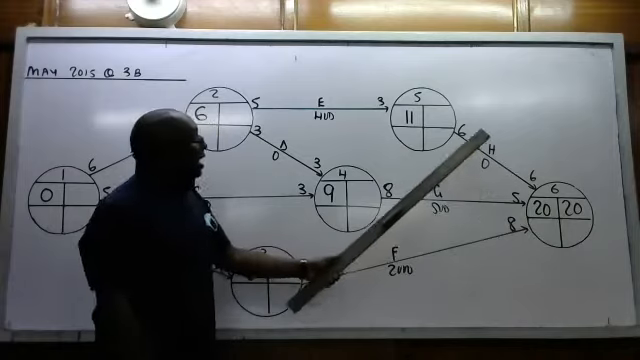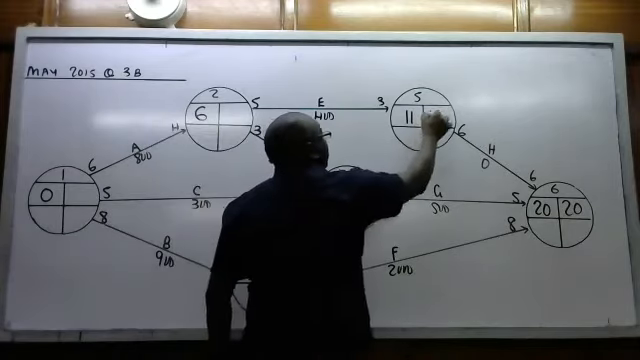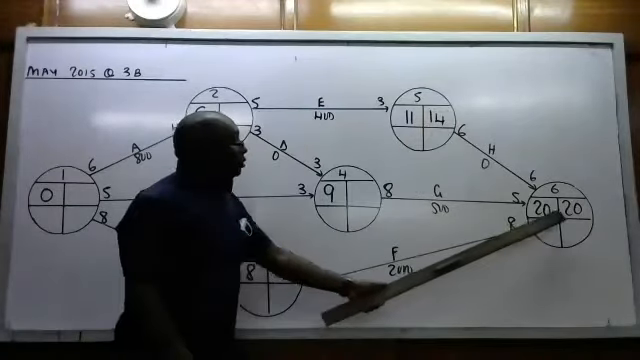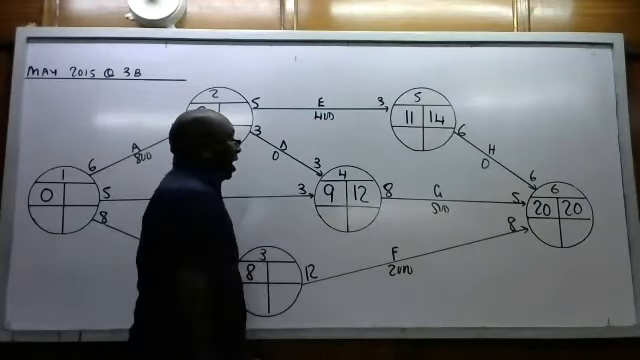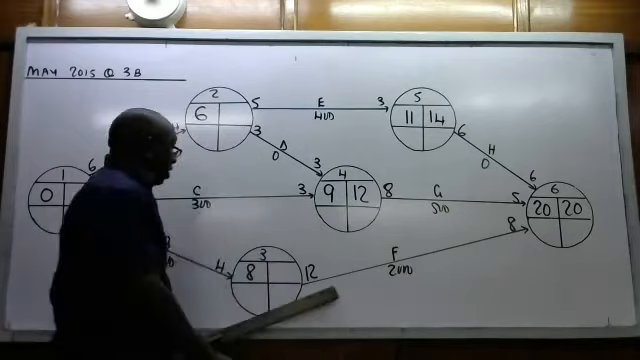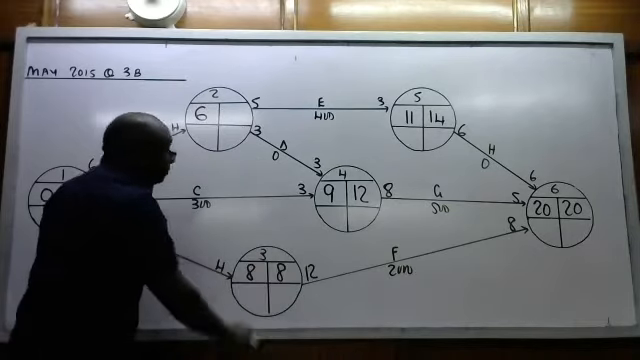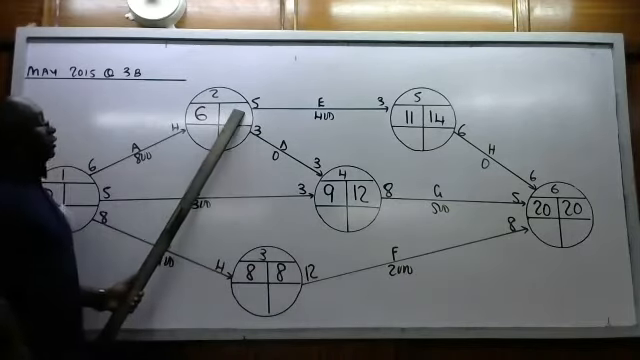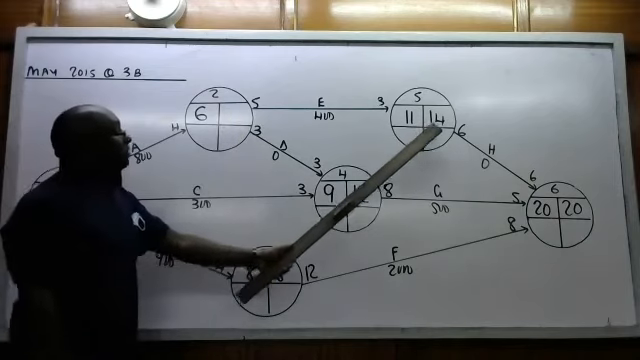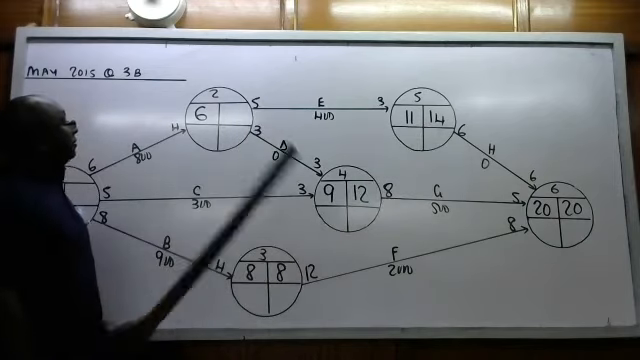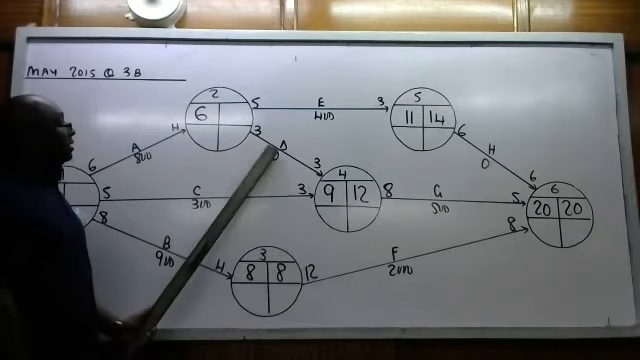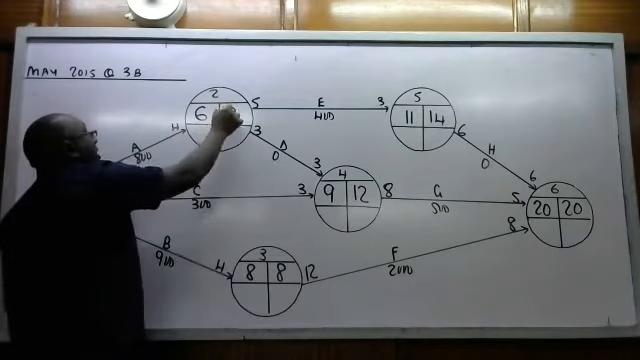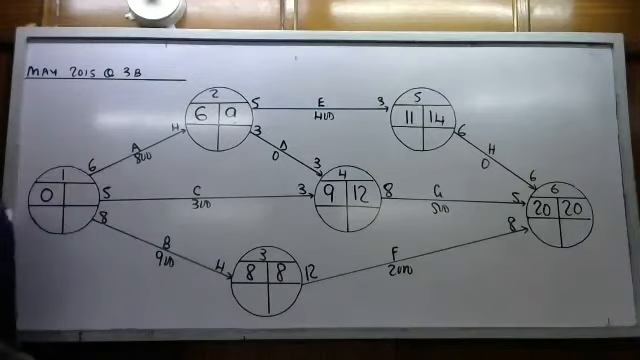So 20 minus 6, that gives me 14. 20 minus 8, that gives me 12. And 20 minus 12, that gives me 8. When I get here, there are 2 arrows. So the first one will be 14 minus 5, that is 9. The next one will be 12 minus 3, 9. So they are equal, I just record 9. And obviously this one we know should always be 0.